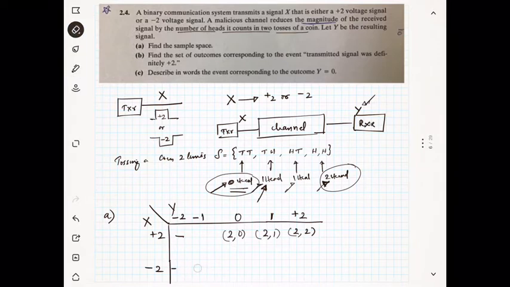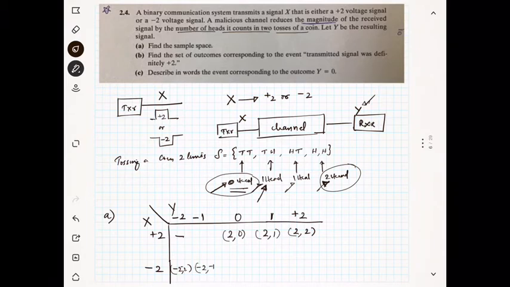So I can represent it like this. I transmit -2 and I get -2. I transmit -2 and I get -1. And if I get a case with a 2 head situation, my magnitude will be reduced by the number 2, so I may get 0 also. So these are all the possible outcomes.